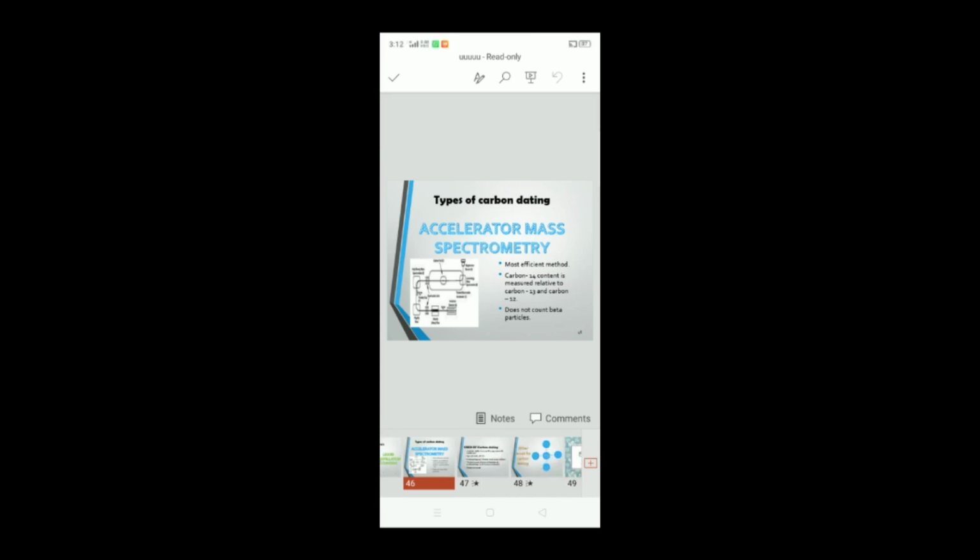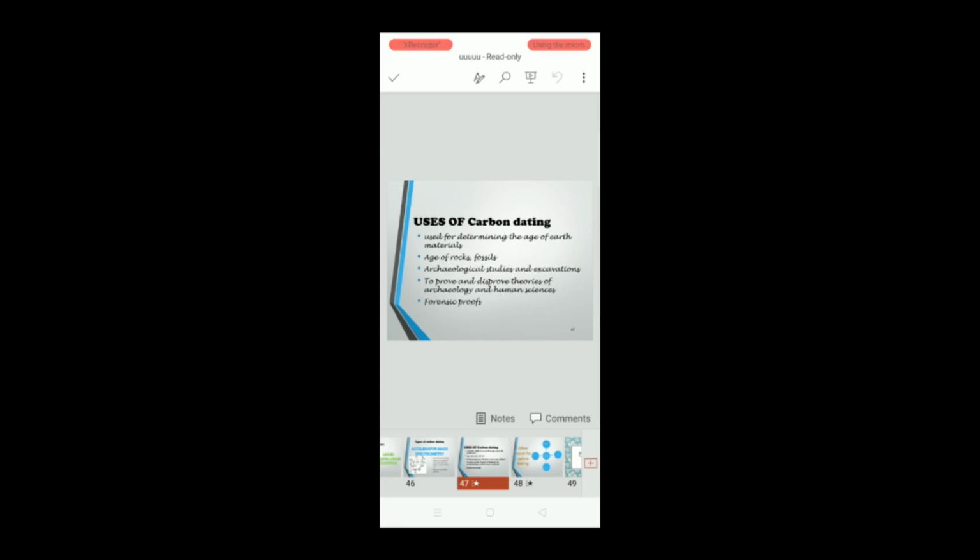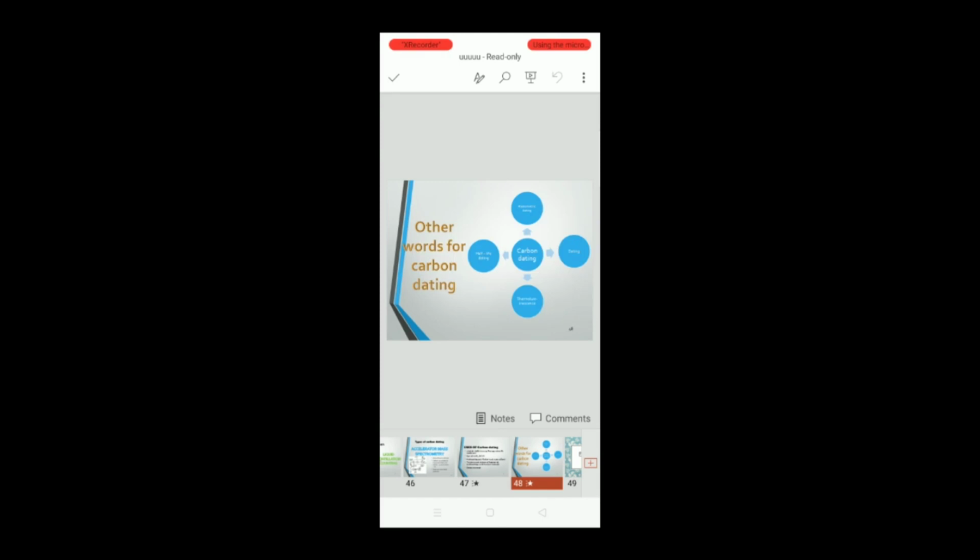And now we will see the uses of carbon dating. As per the definition, it is used for determining the age of earth materials like rocks and fossils. It also helps in archaeological studies and excavations, and also to disprove and prove theories of archaeology and human sciences, also in forensic proofs. There are many crimes occurring around us, isn't it? So, carbon dating plays a major role in the proof of these crimes. And carbon dating is also known by the names radiometric dating, thermoluminescence, and half-life dating.